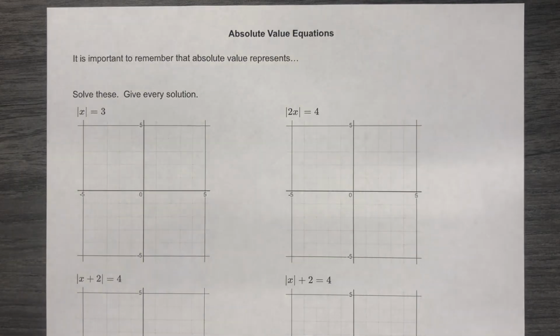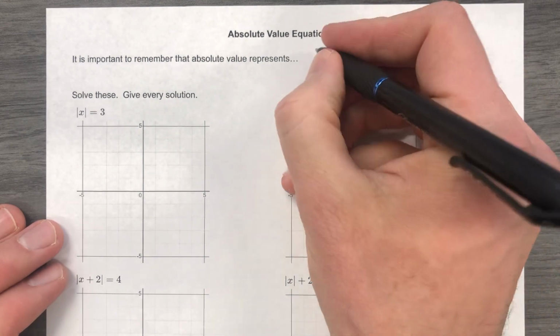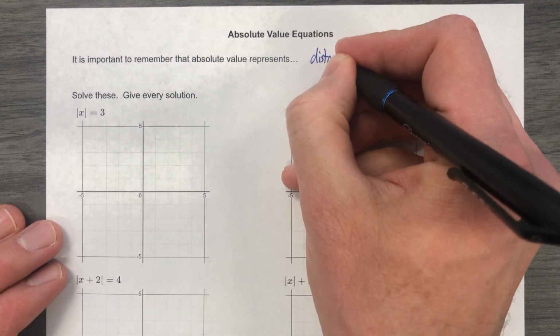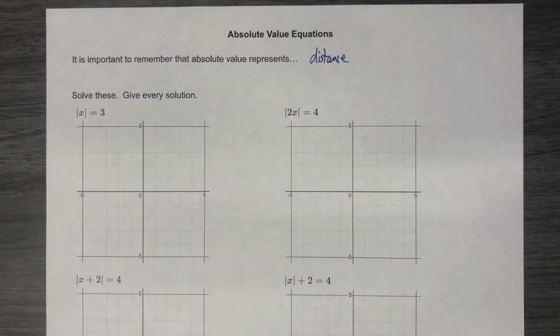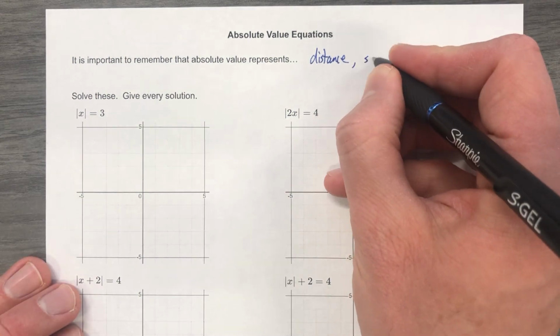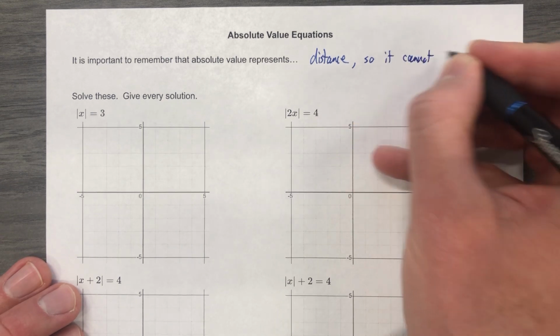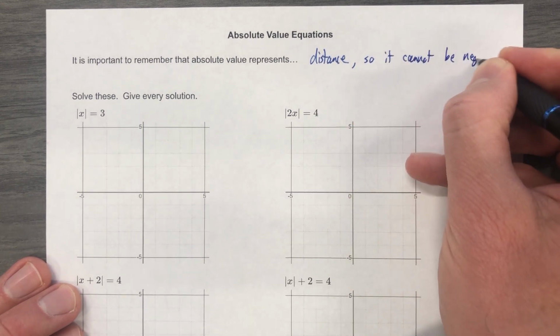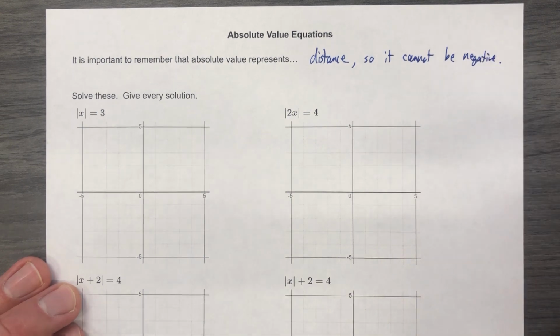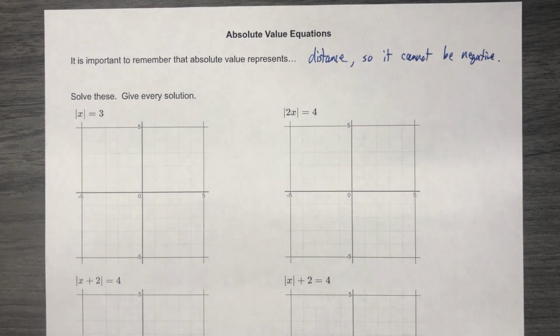It is important to remember that absolute value represents distance. And because it represents distance, it can't be negative. So it cannot be negative. Distance is never negative. That just doesn't even work. It's not a thing.